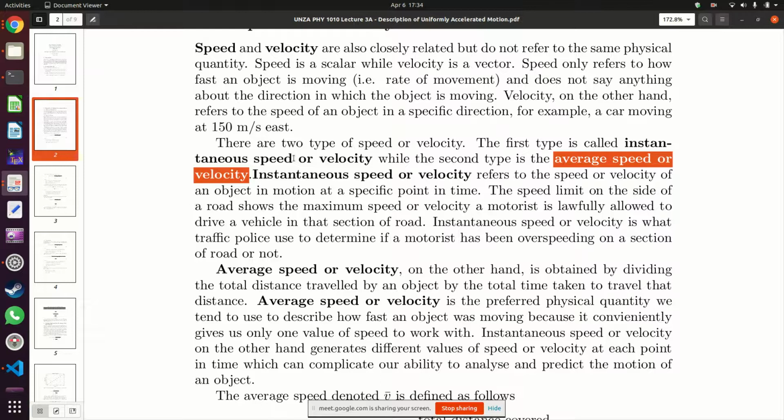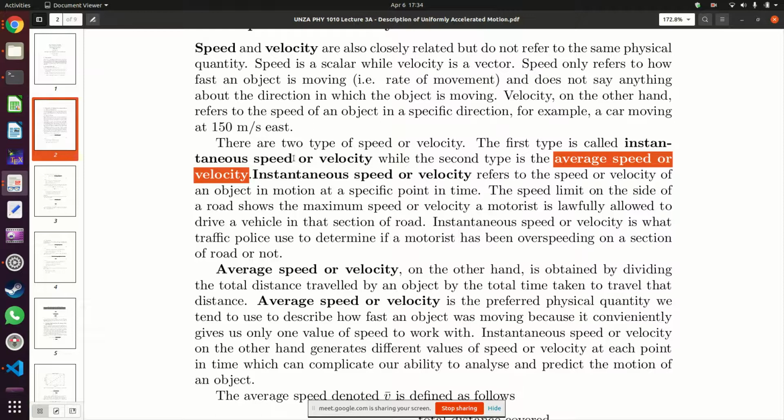In between these 10 seconds, the object could have had other values of speed or velocity. We are not interested in those because it's too much information. Are we clear? Yes, sir, very clear. Yes, we are not interested in values of speed or velocity during the time we are measuring.